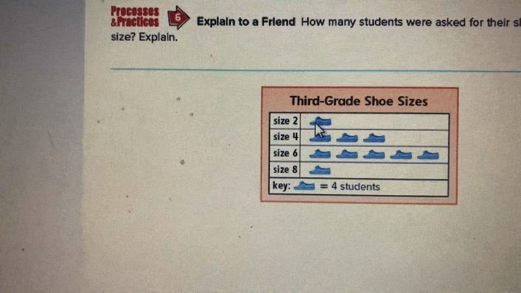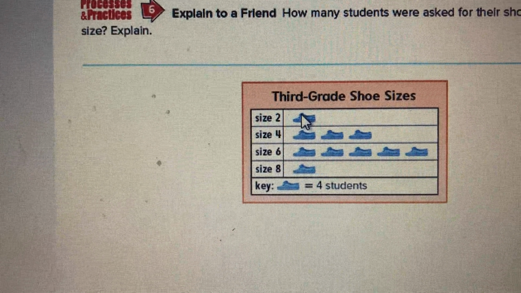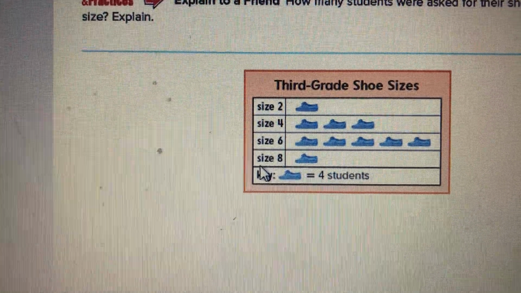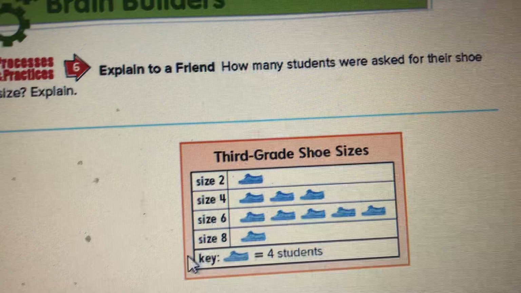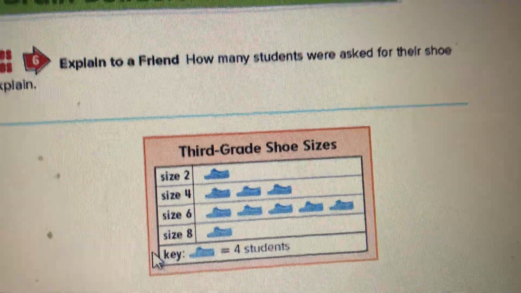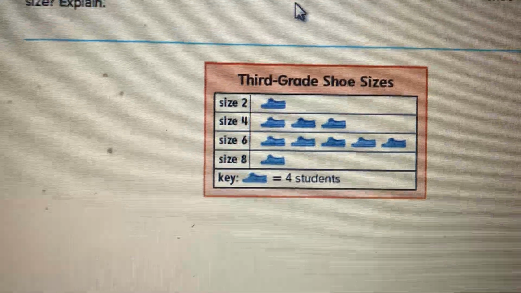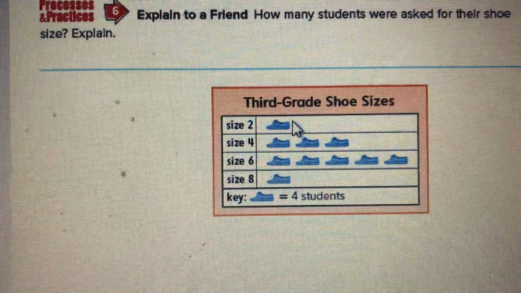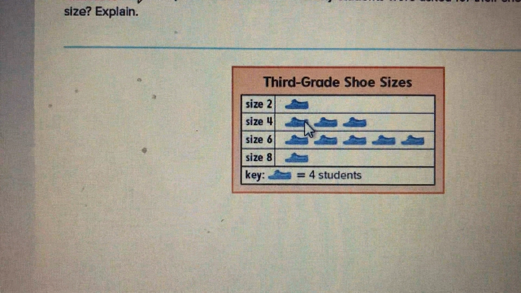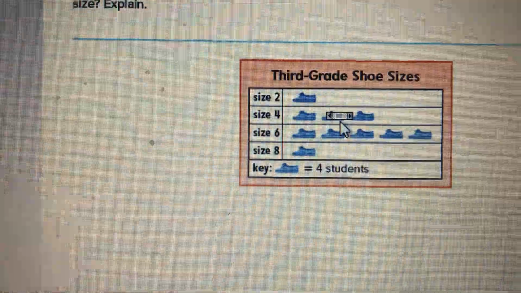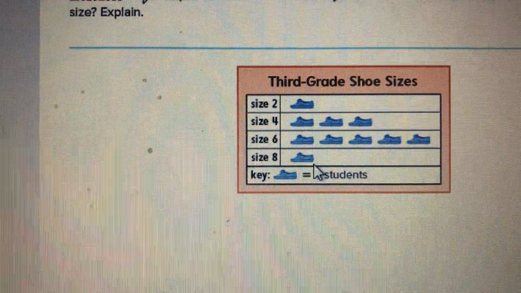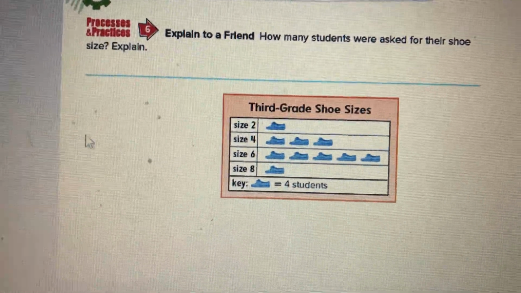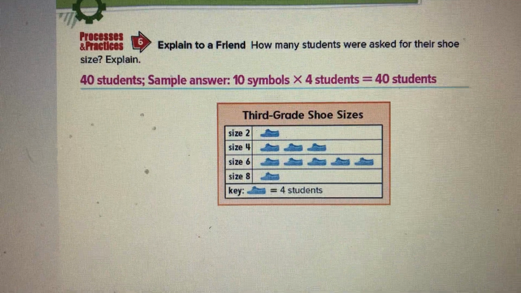If I do know my multiplication, this is what I can do. 1, 2, 3, 4, 5, 6, 7, 8, 9, 10 shoes there, right? Okay, so I can do 10 times 4. If I don't know my multiplication facts, which I think all of us know are 10s, I could do 4, 8, 12, 16, 20, 24, 28, 32, 36, and 40, okay? You can skip count if you get stuck. Hopefully we can multiply. All right.